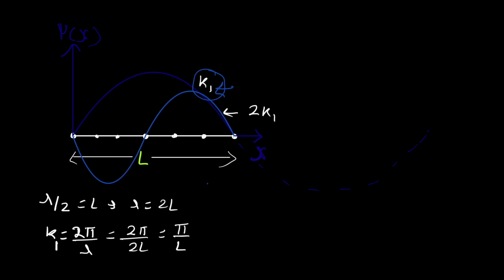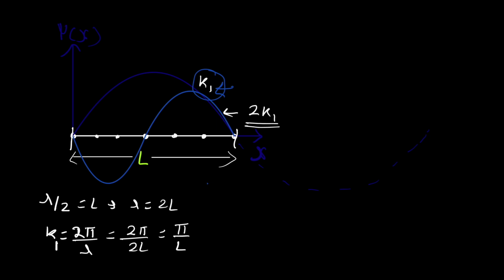Now you can see that this wave is also satisfying both the criteria. It has zero values at the boundary and it also has a sine waveform. So this is also a possible electron wave function.